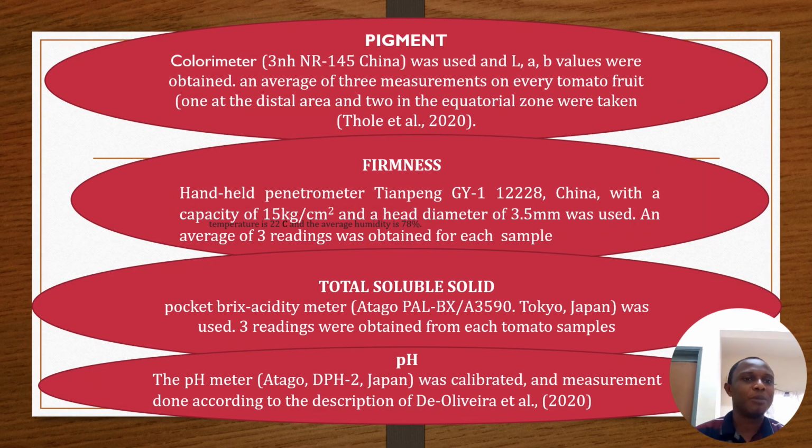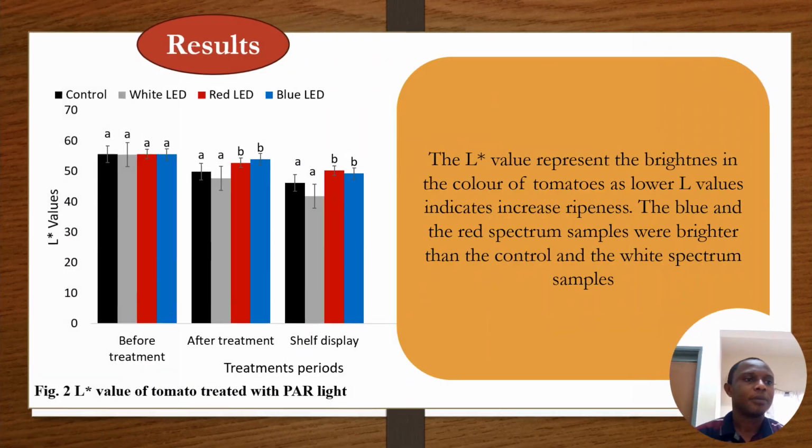Here are the various parameters that were measured and the equipment used in their measurement. The result: for the measurement of pigment, the L, A, and B parameters were measured, where the L represents the brightness of tomato. From the figure, it could be seen that the red and the blue spectrum samples performed better in brightness than the white spectrum after treatment and during shelf display.